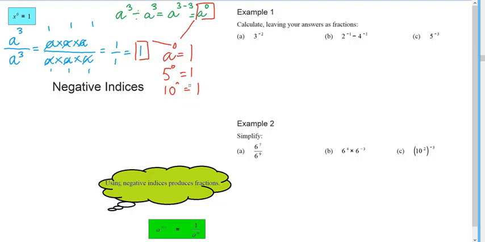I just wanted to touch on now negative indices. Let me clean this up just a little bit, give us a little bit more space. And now we're going to be touching on negative indices. Now, when looking at negative indices, I do want to start out the way we've been starting out by looking at an example and kind of proving these by examples.